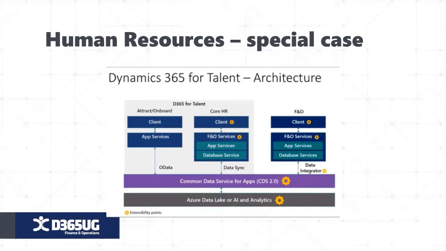So you just looked at the forms in Talent, right? You could easily notice that it's so similar with finance and operations. And this is because human resources originates from finance and operations, and it was not built on top of CDS for apps platform. It uses the same technology as finance and operations. So how come the Talent was absorbed by CDS? Well, in fact, Talent is using two databases.